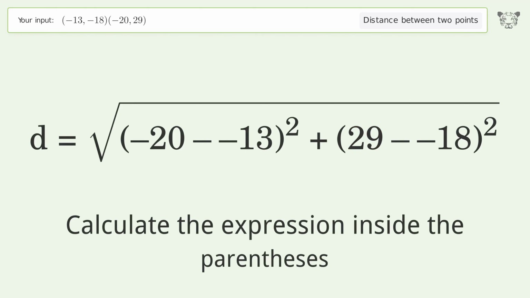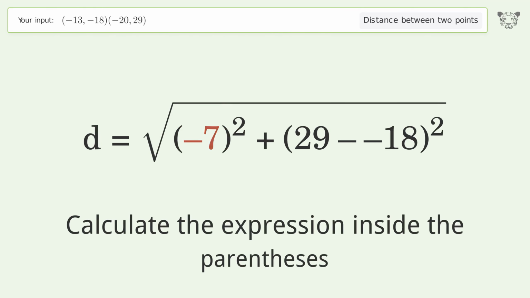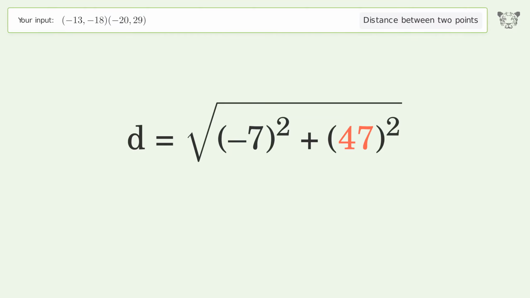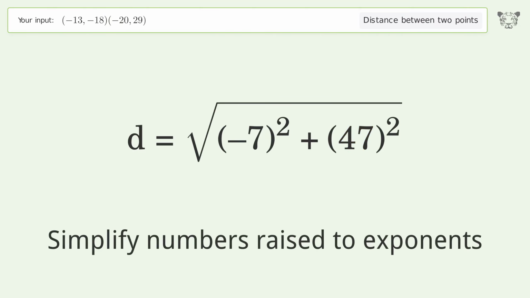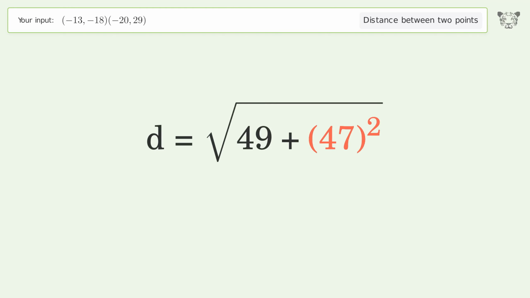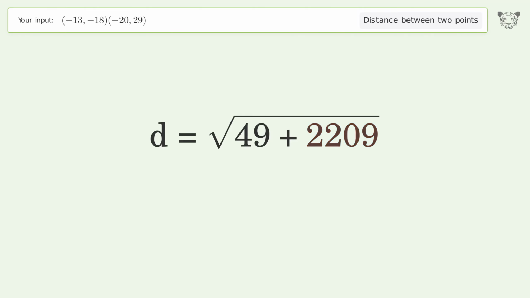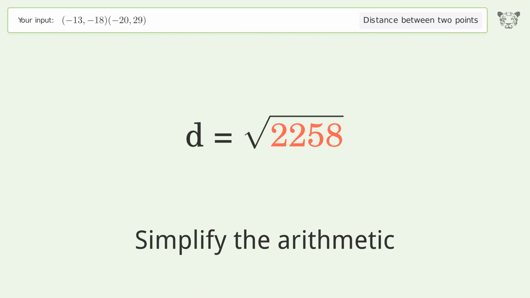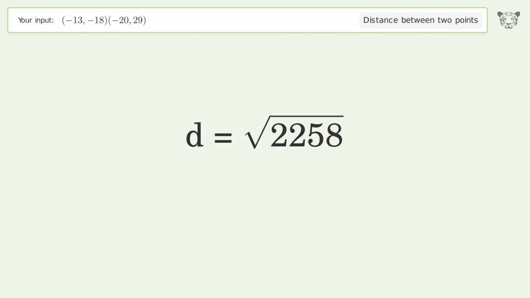Calculate the expression inside the parentheses. Simplify numbers raised to exponents. Simplify the arithmetic. And so the distance between the 2 points is the square root of 2,258, or 47.518.